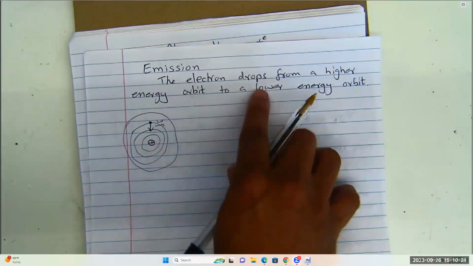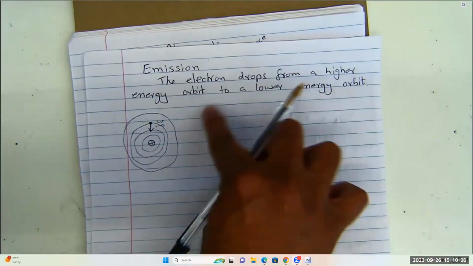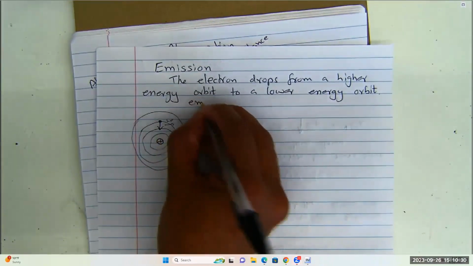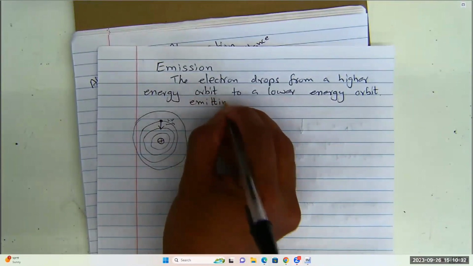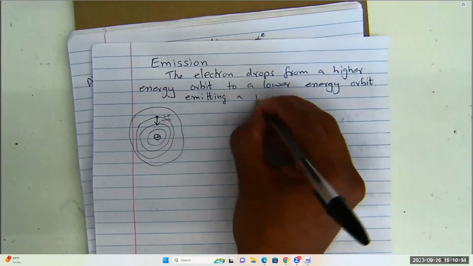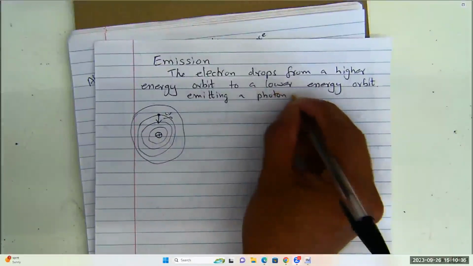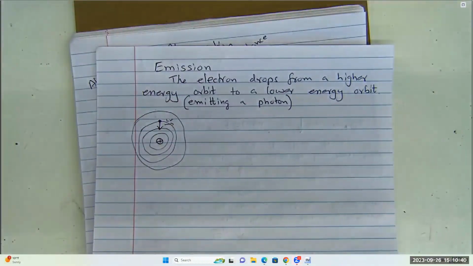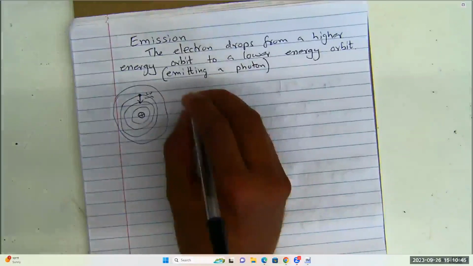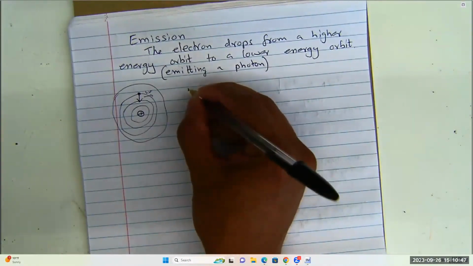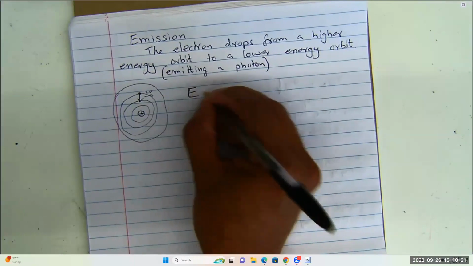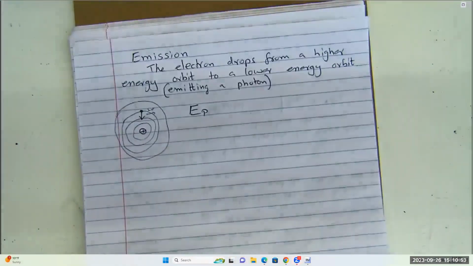So we can write here: the electron drops from a higher energy orbit to a lower energy orbit, emitting a photon or emitting light. Mean the same thing. Okay, that is emission. And then during this process, what is going to happen to potential energy? Let's be consistent: E sub P for potential energy.